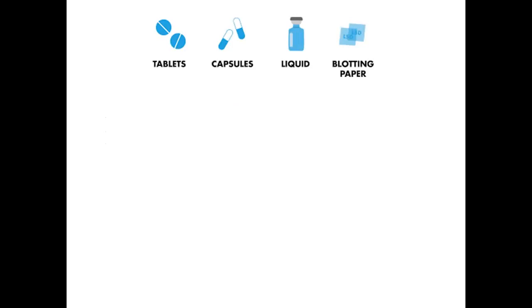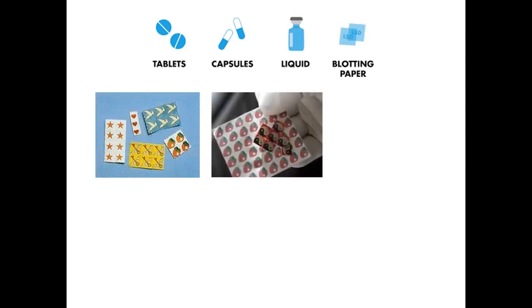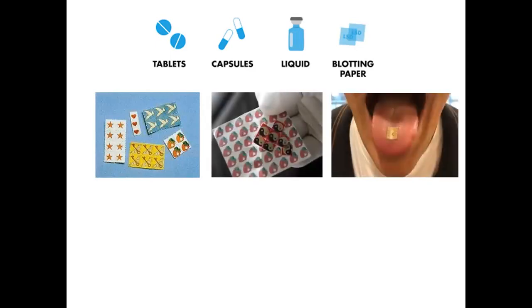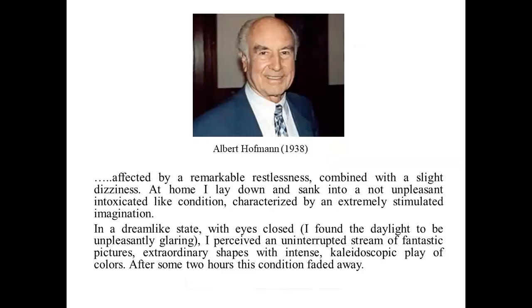It can be found in the forms of tablets, capsules, liquids, or blotting papers, but these blotting papers are very commonly used. As you can see, they look like small stickers of some sort. These stickers are the LSD blotting papers, and this is how it is used: kept on the tongue, and the effects are to be seen after that. It can also be found in the form of sugar cubes. So these are a few forms of LSD which we can find.